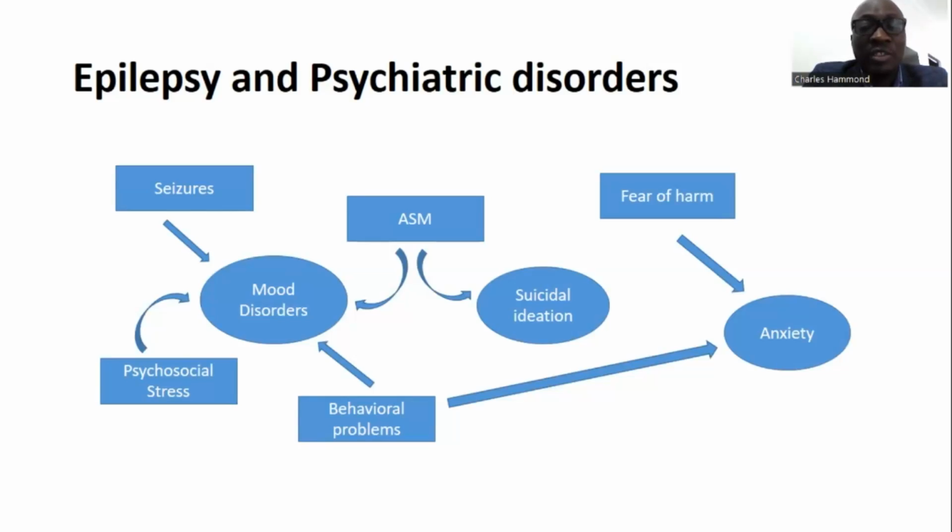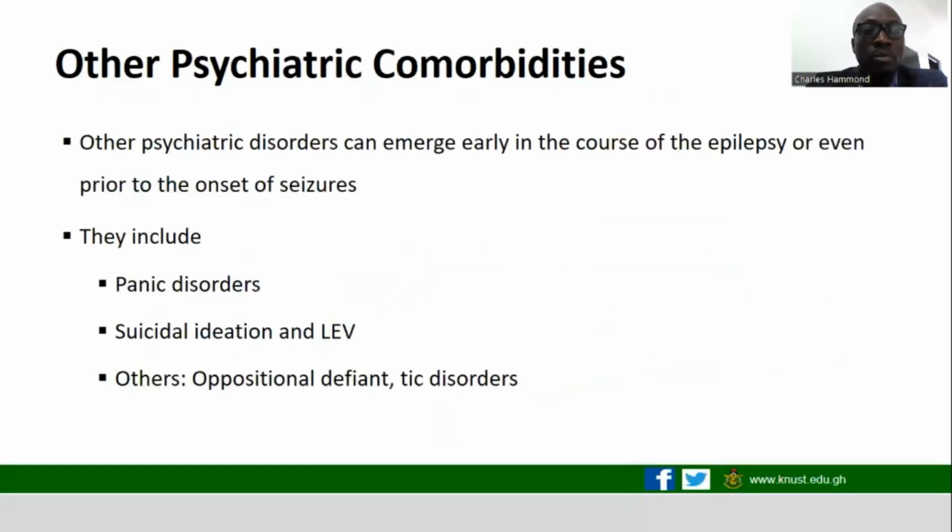And then sometimes the patient with epilepsy simply has the fear of harm, and that gives them a lot of anxiety. They are worried and they are very anxious about when the next seizure is going to come and what is going to happen to them when they have the seizure. There are other psychiatric comorbidities to talk about, and these include panic disorders. I already talked about suicidal ideations. Some children with epilepsy have had oppositional defiance and tic disorders.